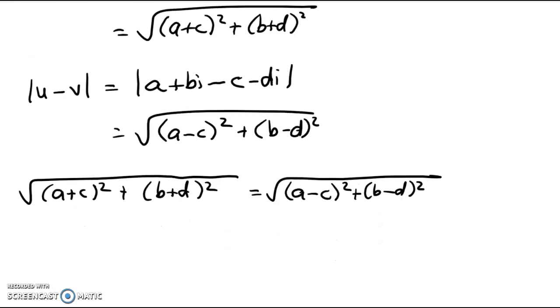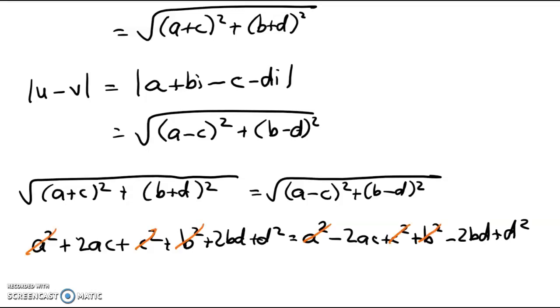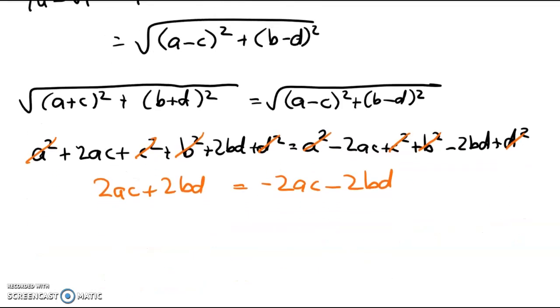Squaring both sides and expanding gives me a squared plus 2ac plus c squared plus b squared plus 2bd plus d squared. I'll just keep going without talking. And now I can simplify a whole lot of stuff away. So the a squareds go, the c squareds go, the b squareds go, and the d squareds go. And that leaves me with 2ac plus 2bd is equal to negative 2ac minus 2bd. You can see we're getting really close to our condition. So 4ac plus 4bd is equal to 0.